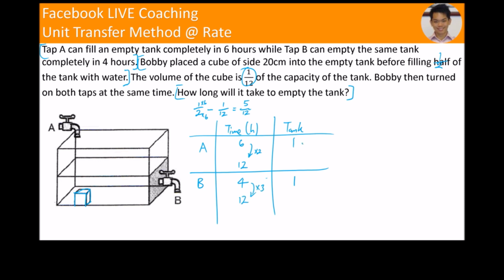So when we do this, this becomes times 2. In 12 hours, A will fill up 2 tanks. For B, in 12 hours, it would drain out 3 tanks completely.